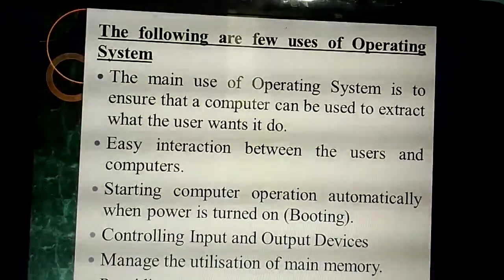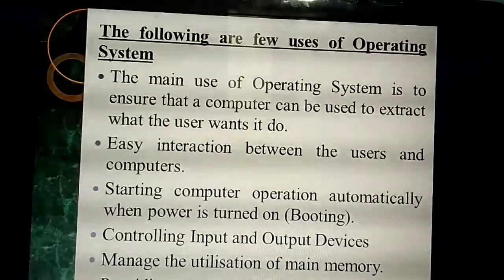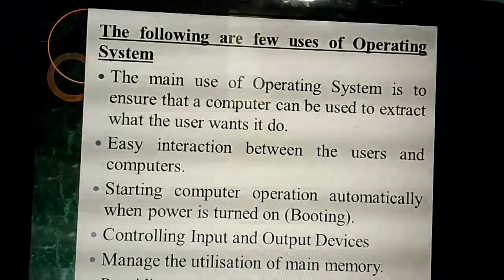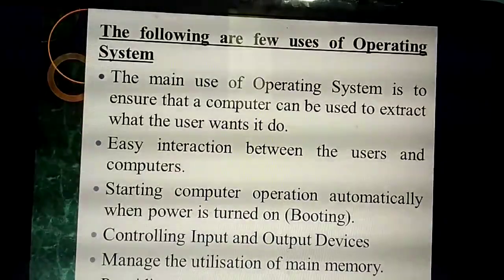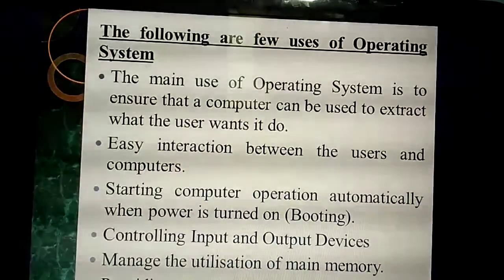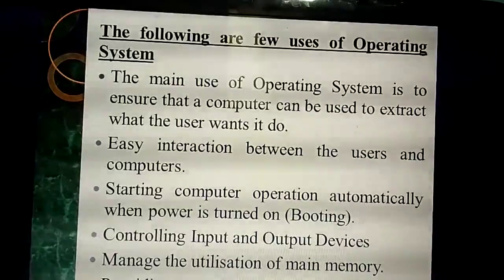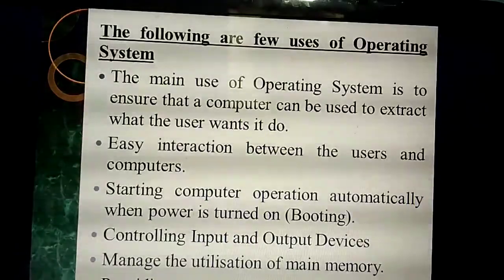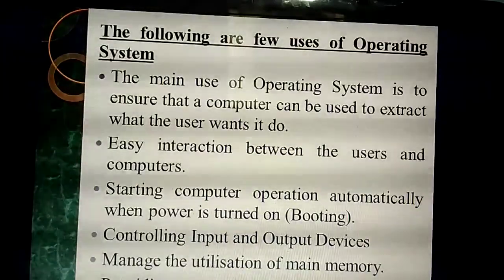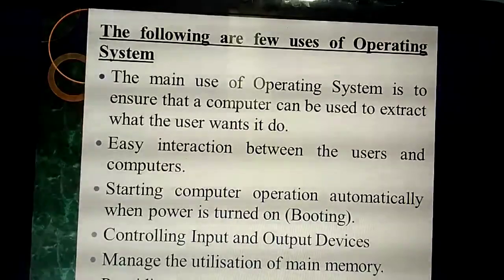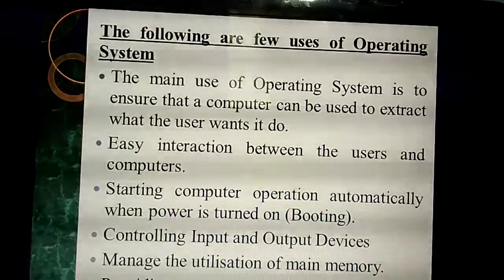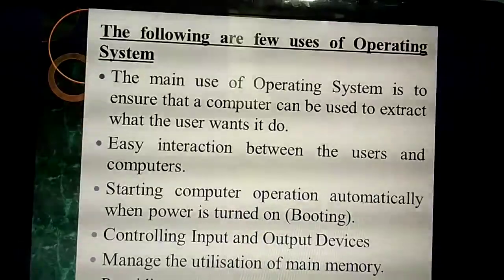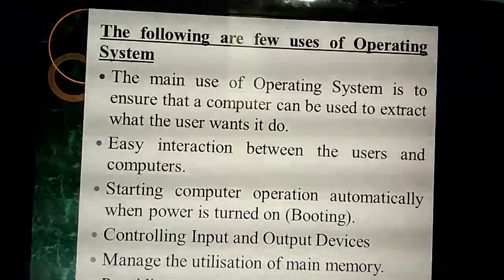Next is utilization of main memory. What's the meaning of utilization of main memory? For example, every human has a brain, and those who utilize their memory capacity will study well. We always say, utilize the time to study. What's the meaning? Whatever time you get, you need to utilize it. Then you will get a better result.